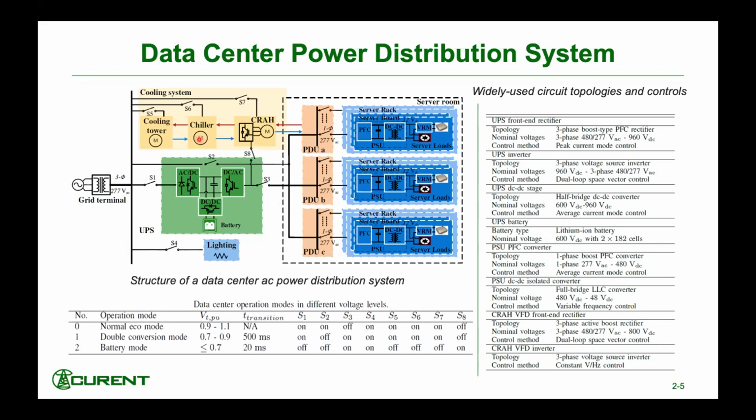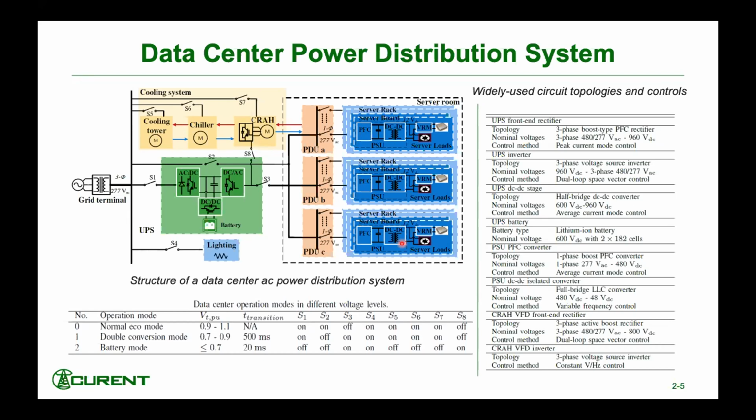On the other part is the cooling system. Usually the air cooling system is the dominant one. It includes the cooling tower, chiller, water pumps, and the computer room air handler. Also, there are many server fans distributed in different racks.